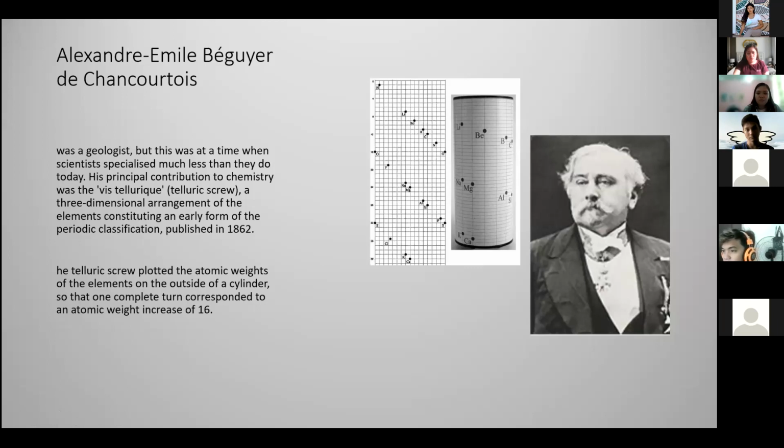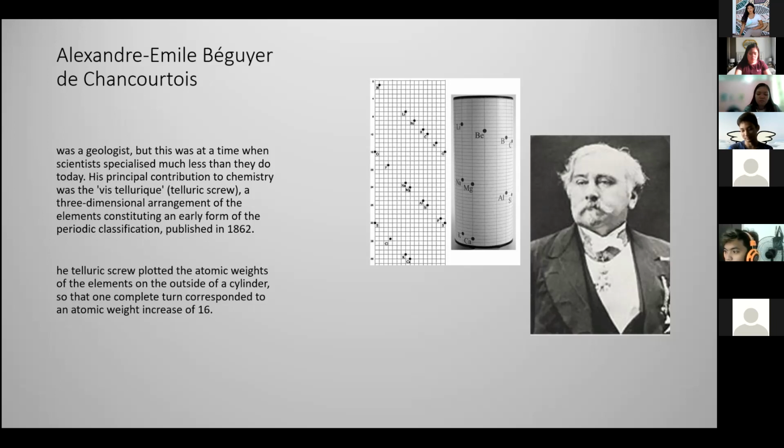So the first contributor in our periodic table of elements is Alexandre-Émile de Chancourtois. I don't know how to pronounce his name, but he was a French geologist, at a time when scientists specialized much less than they do today. His principal contribution to chemistry was the telluric screw, a three-dimensional arrangement of the elements constituting an early form of the periodic classification, published in 1862.